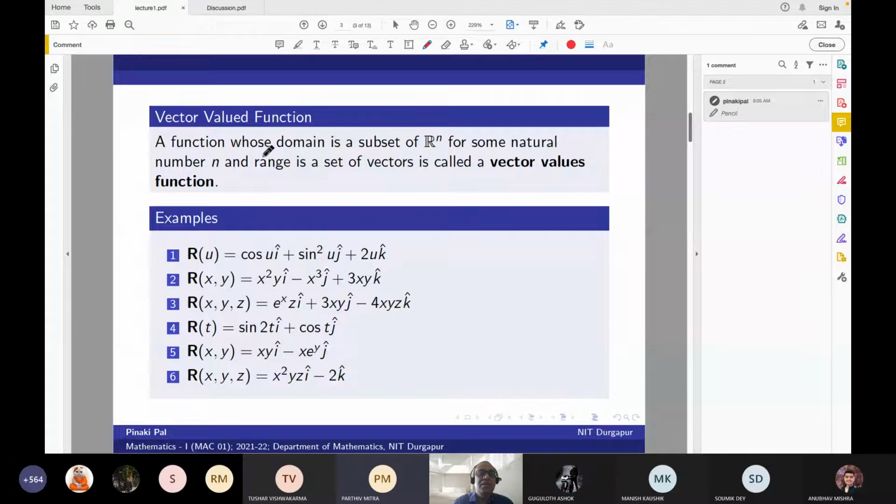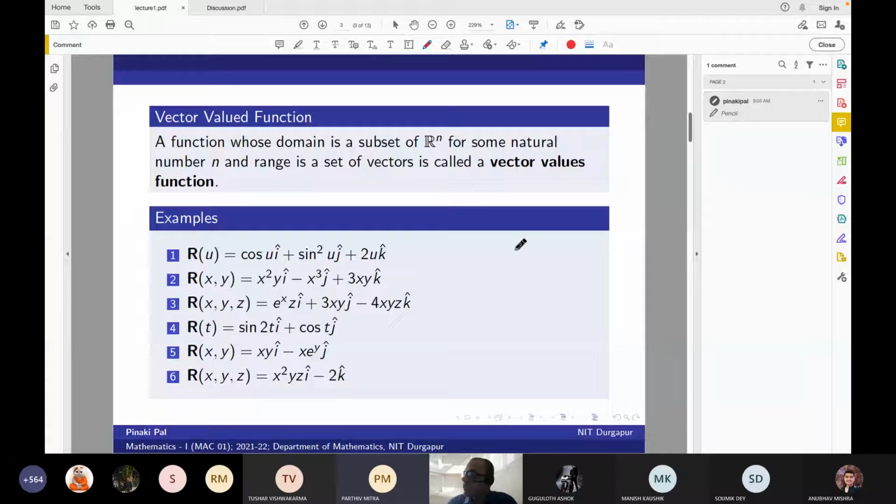So it is a function whose domain is a subset of R to the power n. It is mathematical language. I will explain what this is once I give you the examples, and then it will be clear. For some natural number n, it can be 1, 2, 3. Mostly we'll be dealing with three-dimensional vectors. And the range is a set of vectors. Every function has a domain of definition and a range.